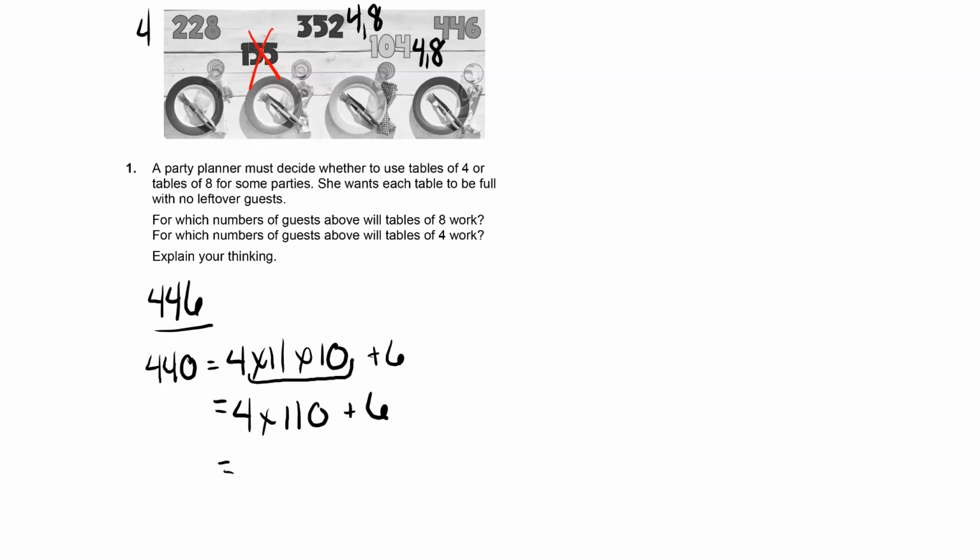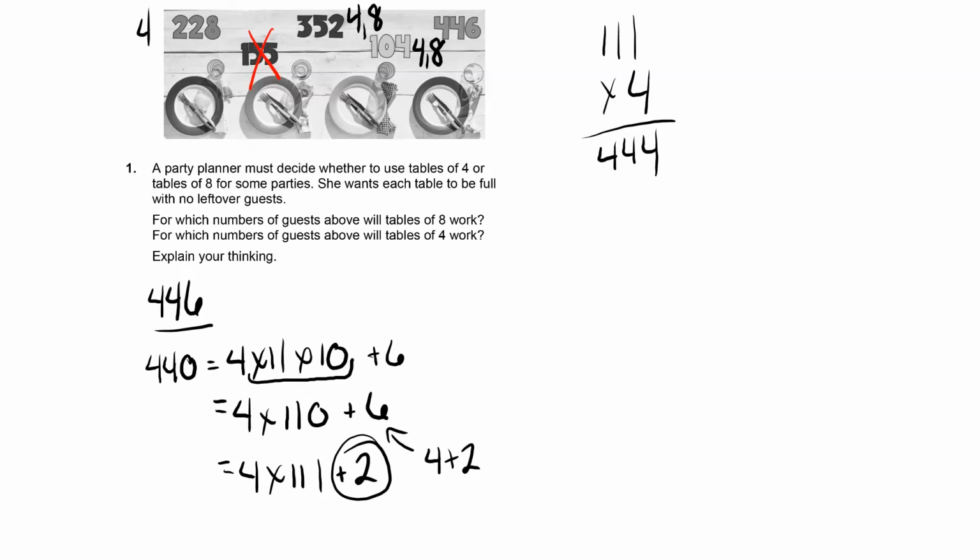And then plus my 6. I can see then that if I take the 6, it is a 4 plus 2, so that's another 4 that I can pull out. So I've got 4 times 111, which of course, if I think about it, gives me 444, which is pretty darn close to where I want it to be. But I'm ending up with this plus 2 at the end. So since it's not another nice plus 4, it means I can't add another one in there, so I end up with 2 people left over. So I can say that 446 is not divisible by 4.